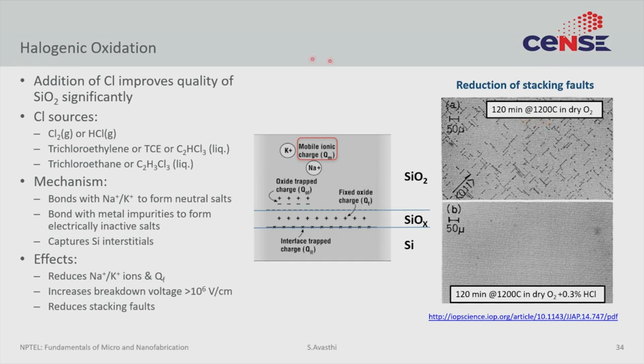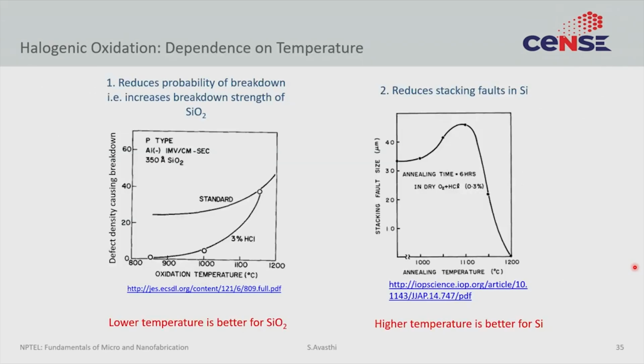It turns out that this halogenic oxidation, because it captures the silicon interstitial, actually reduces the stacking faults. So, if stacking faults are a problem, halogenic oxidation might be your answer. However, there are some details that are interesting here.